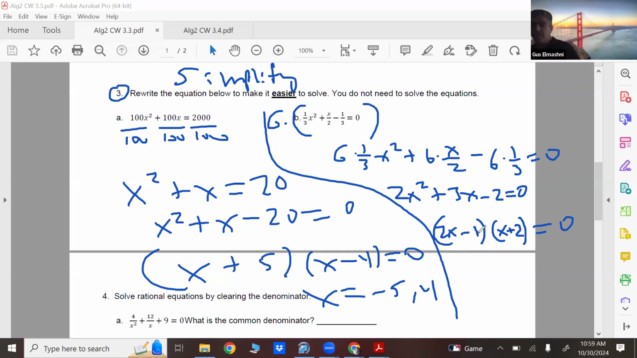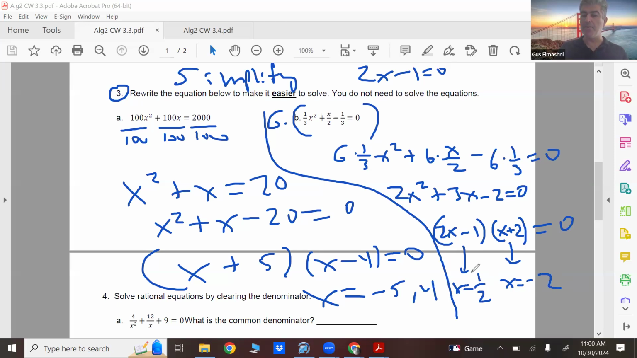Good. Okay. What will each of these equal if I set each of these equal to 0? X would equal what or what? How about the first factor, 2x minus 1? What would make that 0? 2x minus 1 equals 0. Solve for x. What do you got? 1/2. Good. How about for the second one? Negative 2. There you go. Those are your answers.